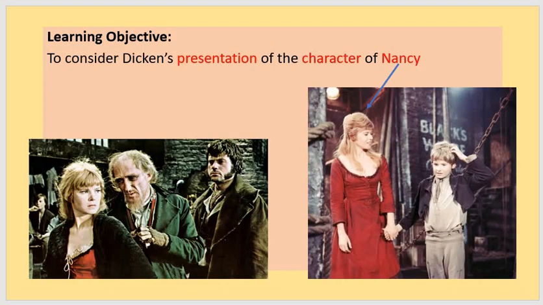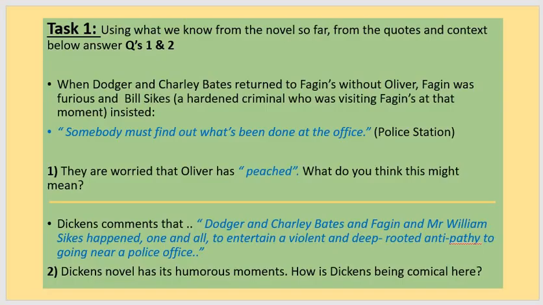So we're going to begin again now after doing our starter. So the learning objective for today is to consider Dickens' presentation of the character of Nancy. So these are two snippets from the film Oliver Twist. Nancy is the character in the red dress, hence I've put the little blue arrow to her. So this is the character that is introduced that we're going to start looking at.